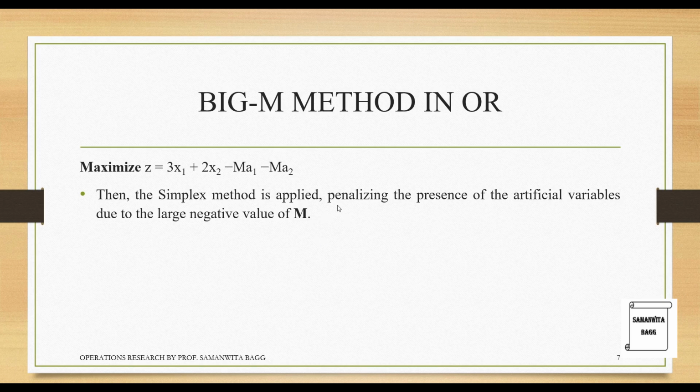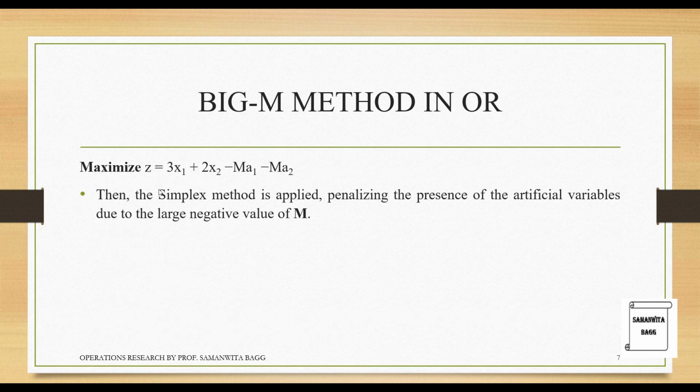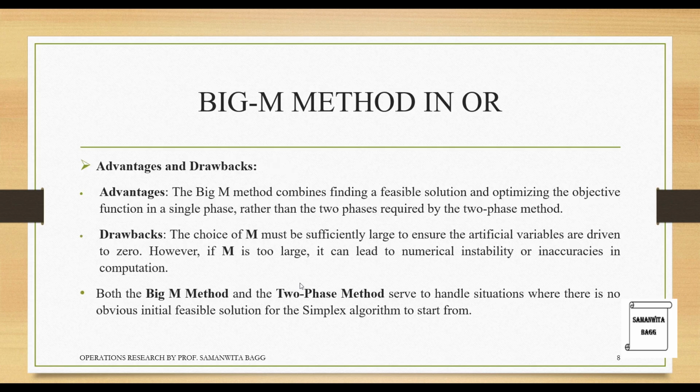As I told you, since these two constraints are of greater than or equal to sign, there will be two artificial variables. So when it is maximized, you have to write minus M into a1 minus M into a2. Now here in this slide I have used small a1 a2, but generally when I solve the numerical, I am going to use capital A1 and capital A2. Then the simplex method is applied, penalizing the presence of the artificial variables due to the large negative value of M.